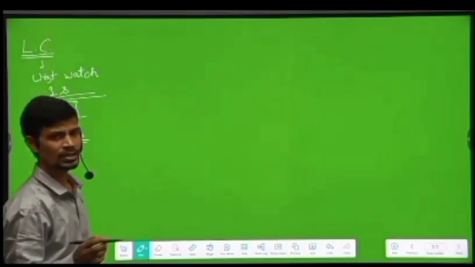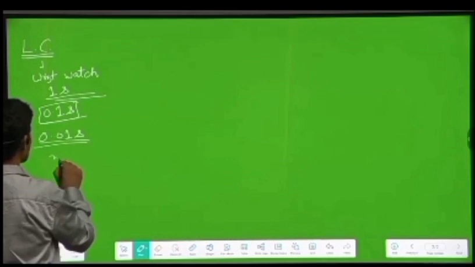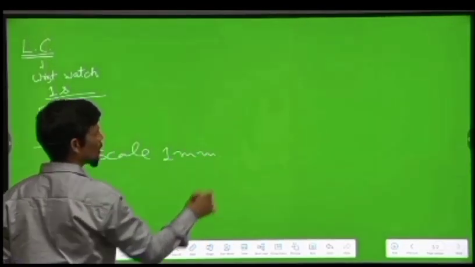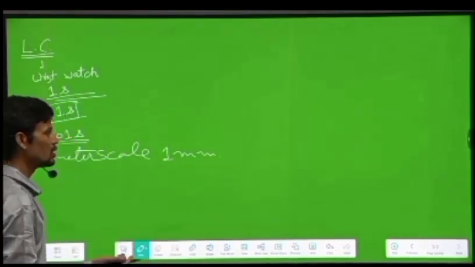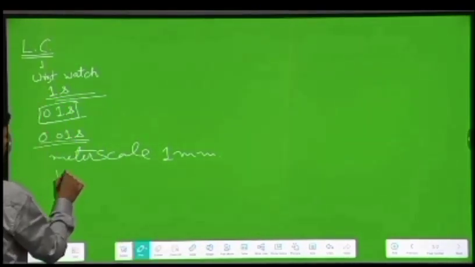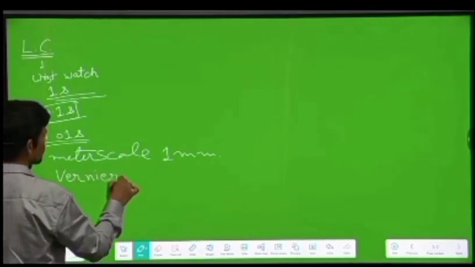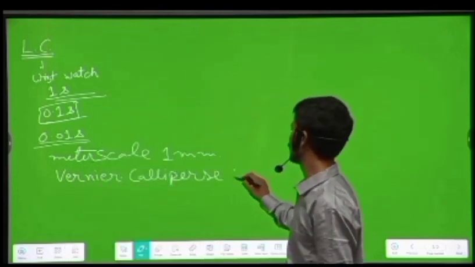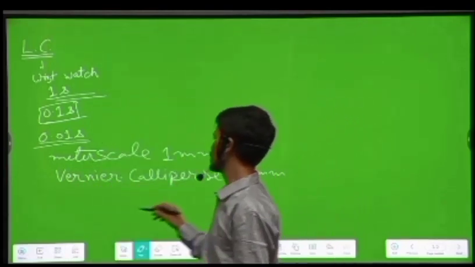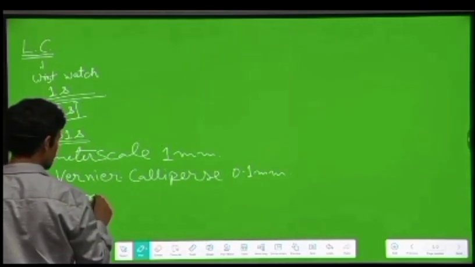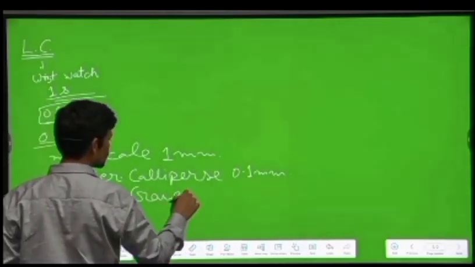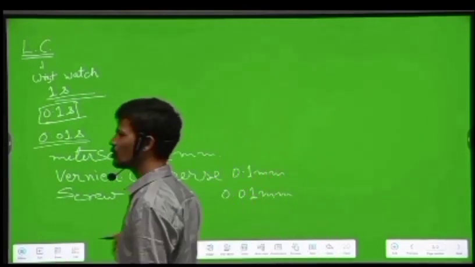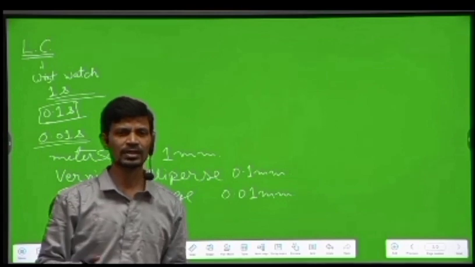In our common meter scale, the least count is 1 millimeter. And there are some other measuring devices like vernier calipers. Generally, it has a least count of 0.1 millimeter. And there is a screw gauge. Generally, it has a least count of 0.01 millimeter, and so on and so forth. There are so many devices.